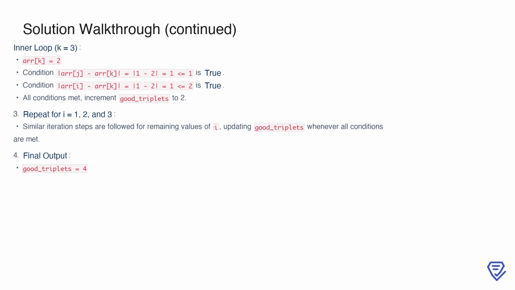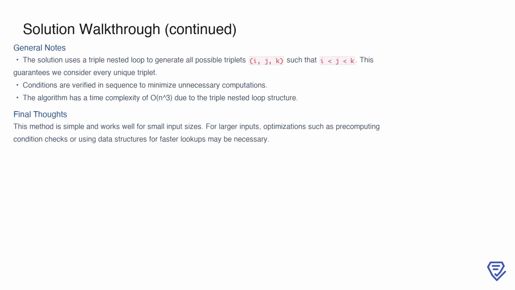We then repeat these steps for i equals 1, 2, and 3, following the same process of checking all conditions for each triplet i, j, k, and updating good_triplets whenever they are satisfied. By the end of the iterations, the total count of good triplets is 4. This solution systematically iterates through all possible triplets i, j, k, where i less than j less than k, ensuring that every unique triplet is considered. By verifying the conditions sequentially, we minimize unnecessary computations and skip checks as soon as a condition fails. The algorithm has a time complexity of O(n^3), due to the triple nested loop structure, making it suitable for small arrays.